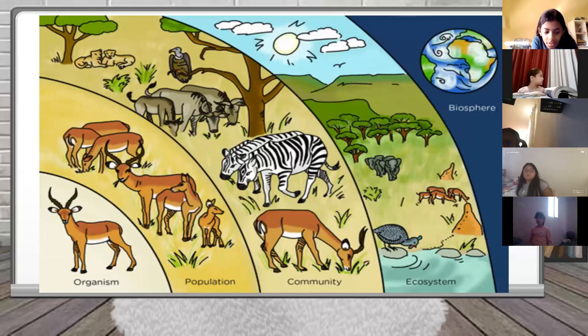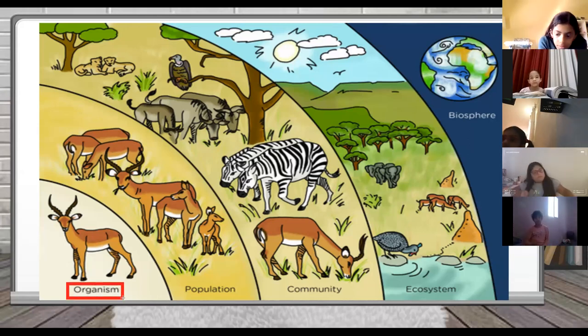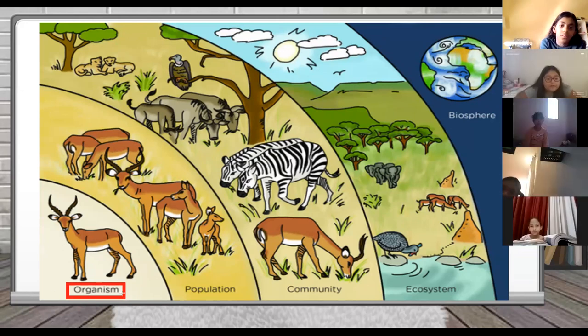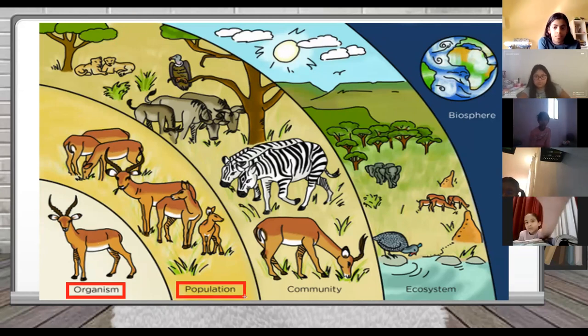Very good. One living thing makes what? Only one living thing. What do we call it? An organism. Excellent. Again, if I have one group of the same kind of living thing, what do I say? A population. Excellent, population.